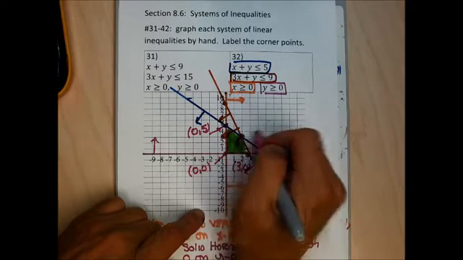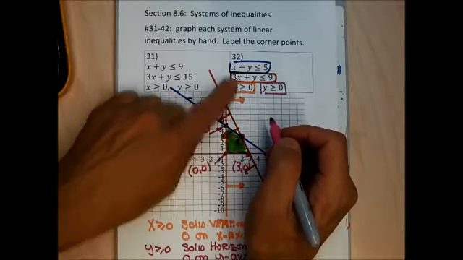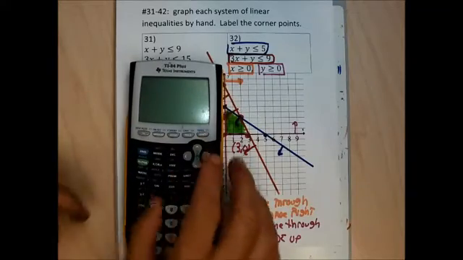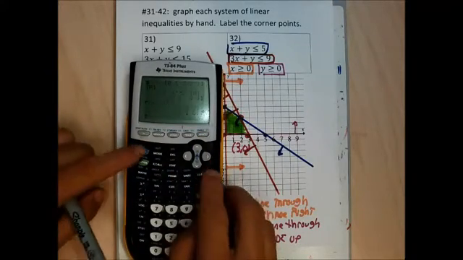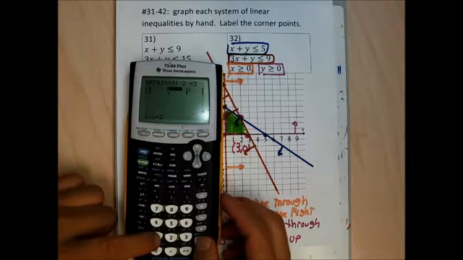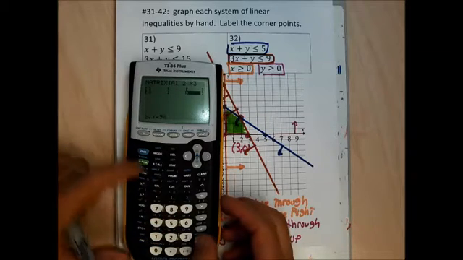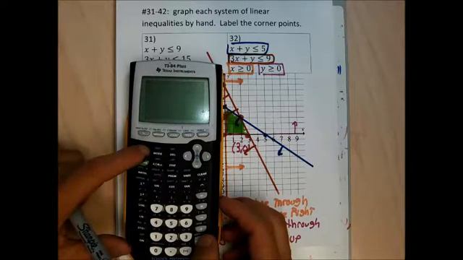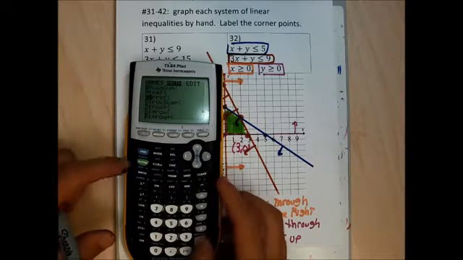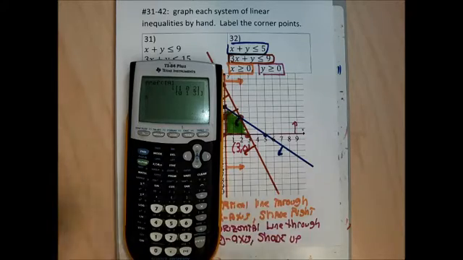And then this point of intersection I'm going to find by doing RREF, which is going to be a corner point between those two equations. So let me find that last corner point by going second matrix, edit, 2 by 3, 1, 1, 5, 3, 1, 9, second quit, second matrix math, RREF, second matrix names, enter. That corner point here is going to be (2, 3).